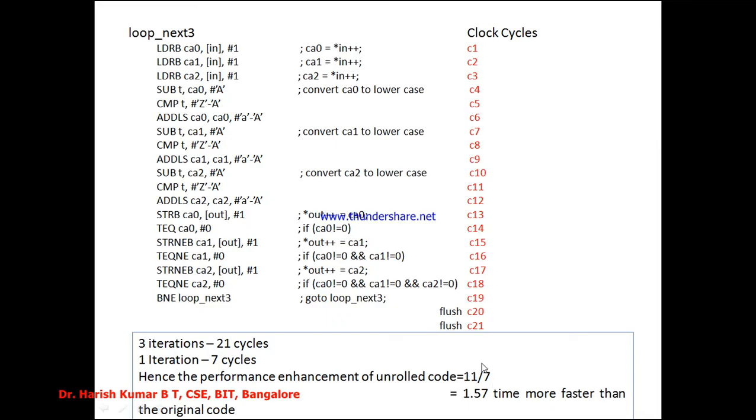When I compute the performance of the program unrolled three times against the first example, it is 11 by 7. 11 is the clock cycles taken by the first example to convert one single character from uppercase to lowercase, and 7 is the number of clock cycles taken by the program unrolled three times to convert a single character. Now the answer is 1.57. That means the performance of this program is 1.57 times more than the performance of the first, original program.